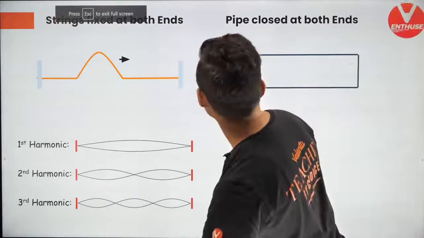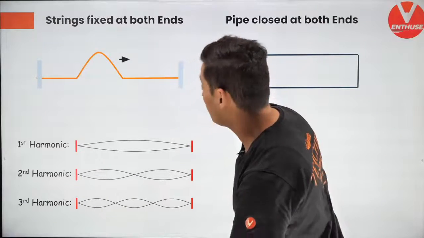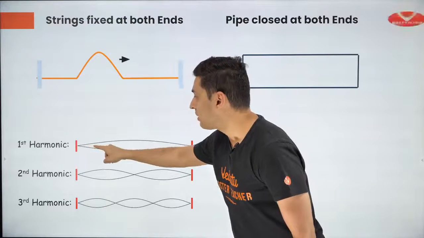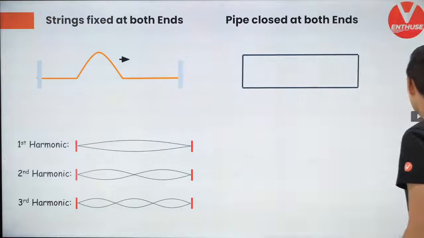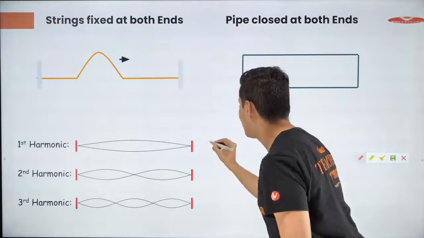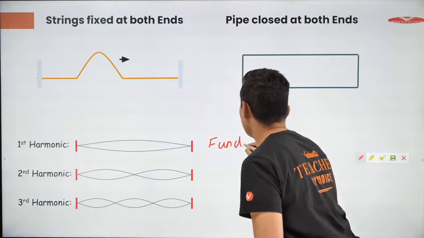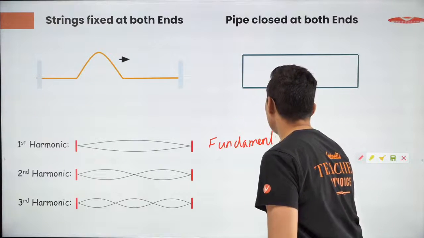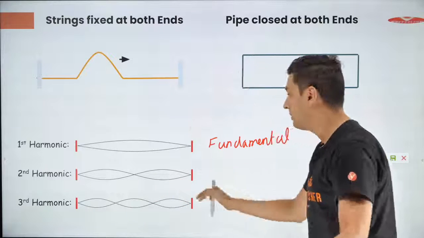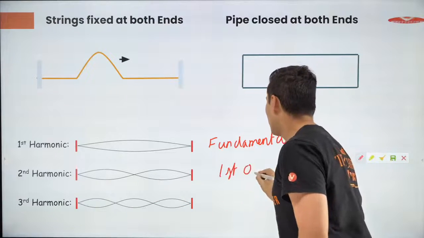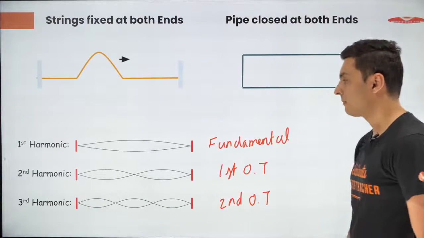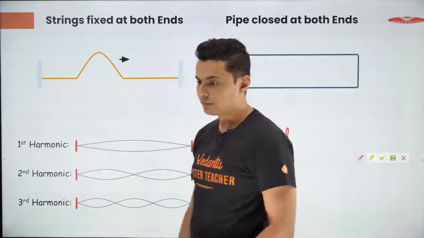If I tell you the pipe or string is fixed at both ends, and this is the first harmonic, which overtone is the first harmonic? It's not any overtone, it is just the fundamental. But the second harmonic is the first frequency over the fundamental, so it is the first overtone. And this one is nothing but the second overtone. I hope this makes sense now.